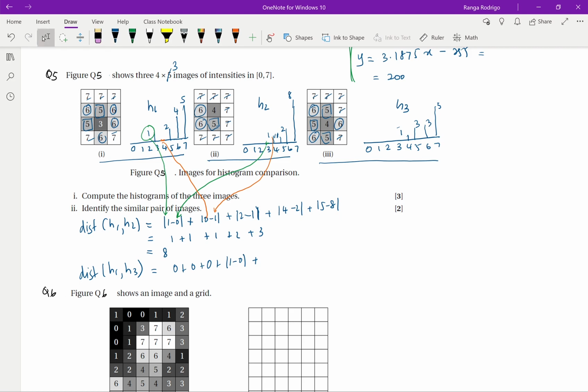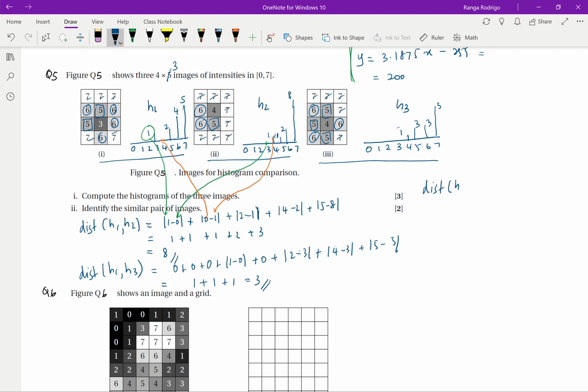For 4, both are 0. For 5, 2 minus 3. For 6, 4 minus 3. For 7, 5 minus 5. So you will have 1 plus 1 plus 1 is 3. So that's quite close.